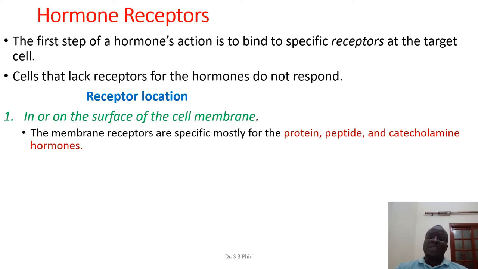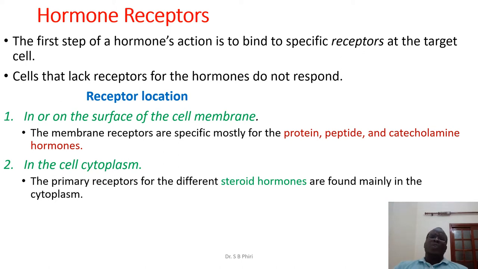Most of the receptors found in the plasma membrane interact with hormones that are water soluble. Remember, if hormones are water soluble, they can't cross the phospholipid bilayer to enter the cells, so they interact with receptors at the level of the plasma membrane. So the membrane receptors are specific mostly for protein, peptide, and catecholamine hormones. All of these interact with receptors on the surface of the plasma membrane because they can't penetrate the cell, which makes sense.